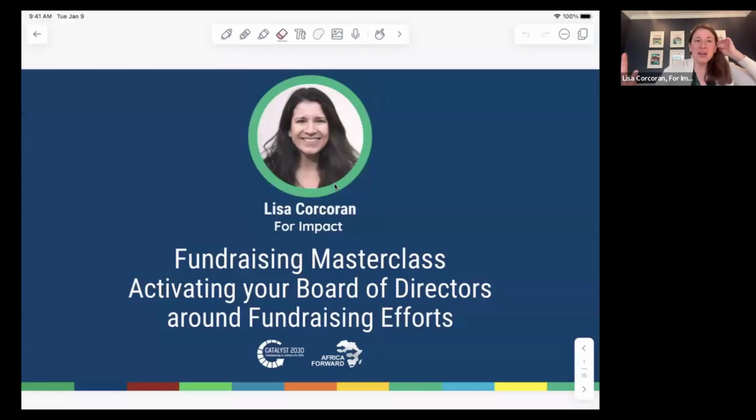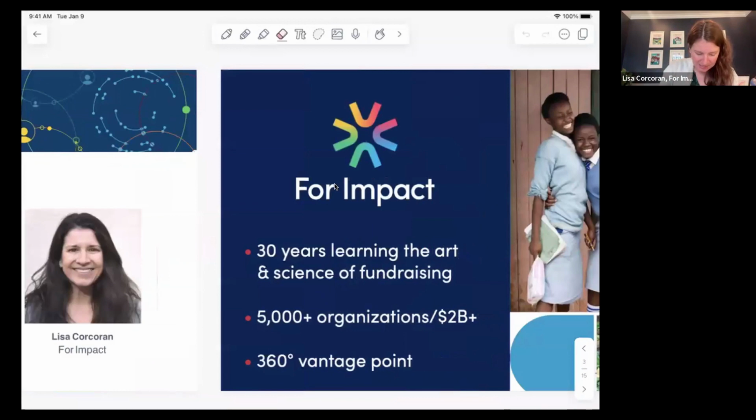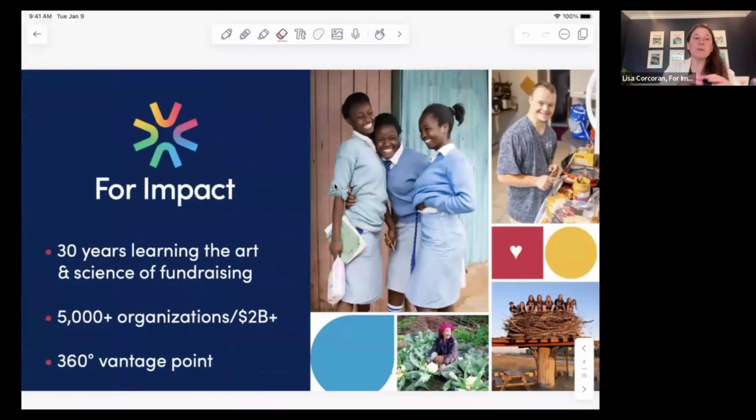All right, so here we are. My name is Lisa Corcoran, and I come to you today from a social enterprise based in the United States called For Impact. For Impact is a social enterprise that works with organizations around the world around fundraising. We help organizations develop their vision, fund their vision, and then build the support team to do that alongside. We have been around for about 30 years, and I think we've worked on every continent except Antarctica. At any given time, we're working in probably 40 different countries.